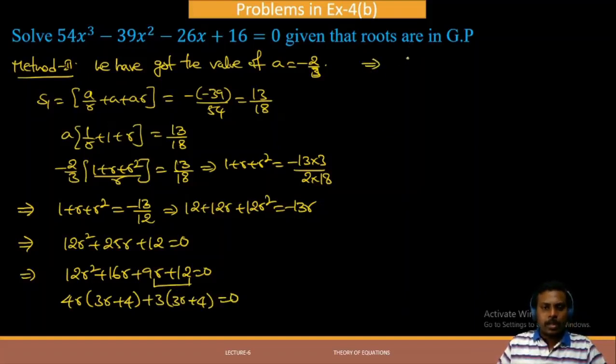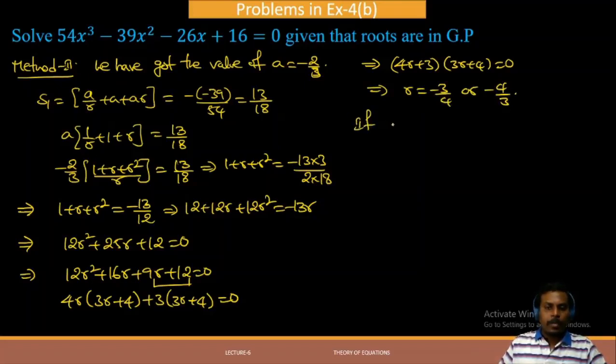This implies 4R plus 3 into 3R plus 4 is equal to 0, implies R value is equal to minus 3 by 4, or R is equal to minus 4 by 3.